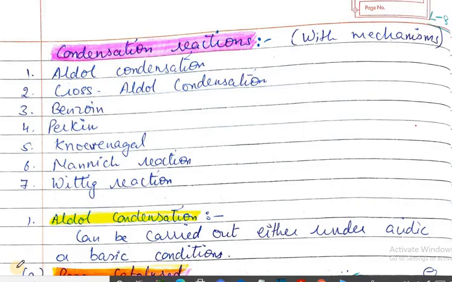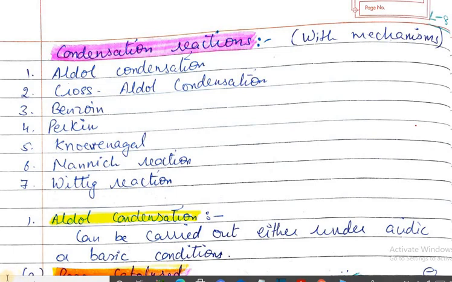Today we will start with condensation reactions of aldehydes and ketones. In these reactions, we will do aldol condensation, cross-aldol condensation, benzoin condensation, then Perkin reaction, Knoevenagel reaction, Mannich reaction, and Wittig reaction. All these reactions with their mechanisms. So let's start with aldol condensation.